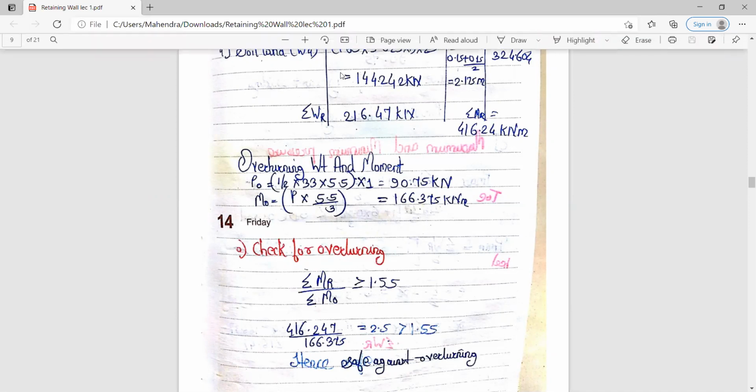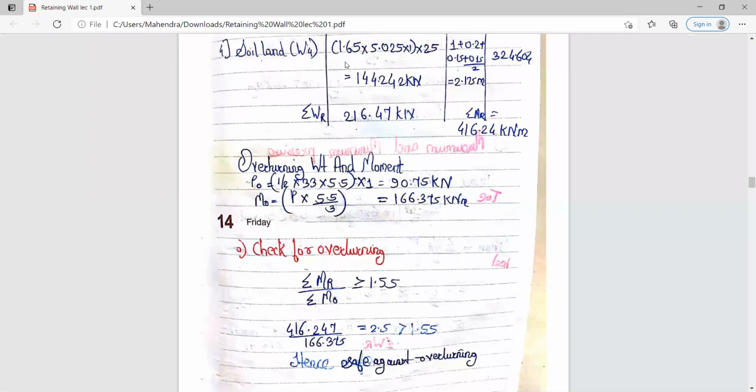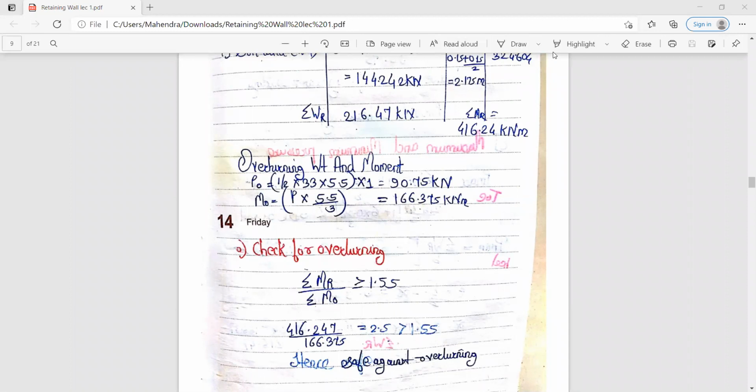Then you need to calculate the moment. So for calculating moment, you will use this pressure only, that is 90.75. So 90.75 into total h by 3. So total height is your 5.5. So 5.5 by 3, you will get the overturning moment. So the overturning moment you get is 166.375 kilonewton meter. Then after calculating the overturning moment, you need to do the checks.